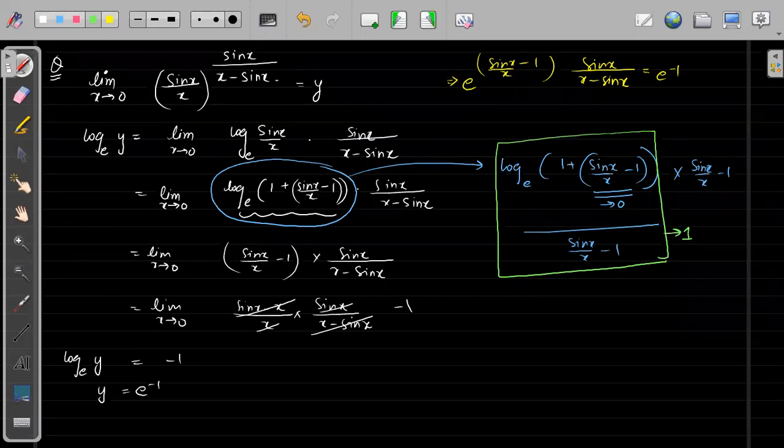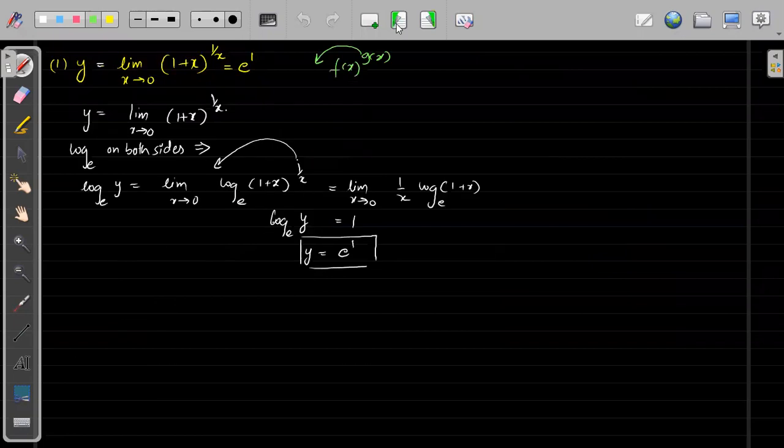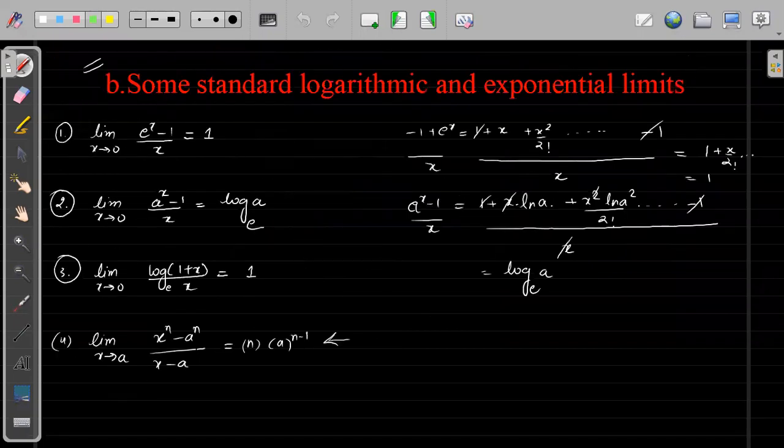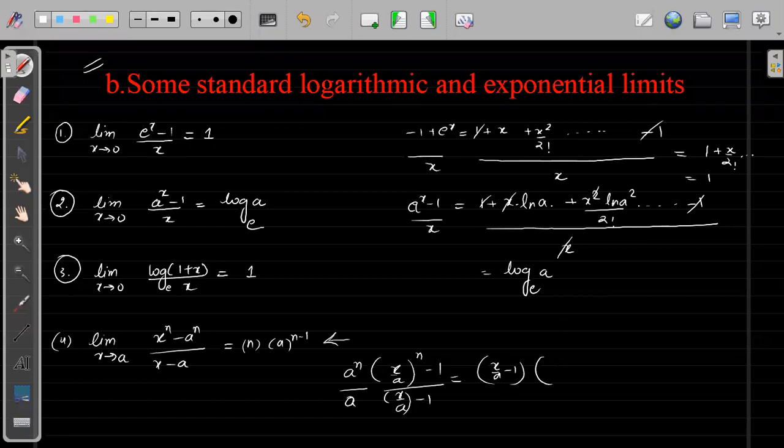So basically we have covered this part. This you can also do by differentiation. One method we can use is, if I take a to the power n common, this will become a to the power n into (x by a to the power n minus 1) divided by (x by a minus 1). So depending on n, we can write this as x by a minus 1 into (x by a to the power n minus 1 plus x by a to the power n minus 2, till x by a to the power 0).